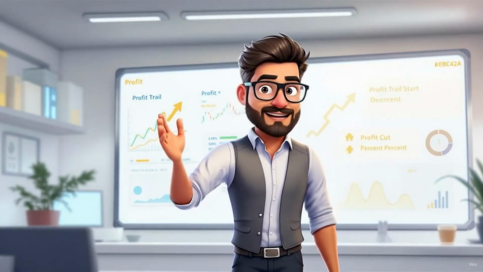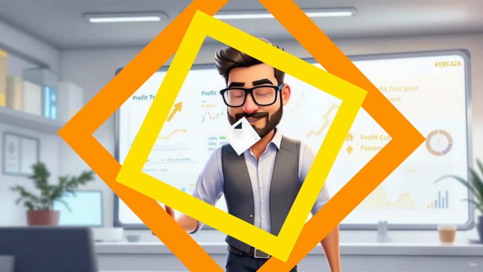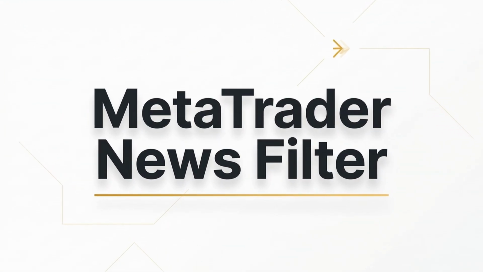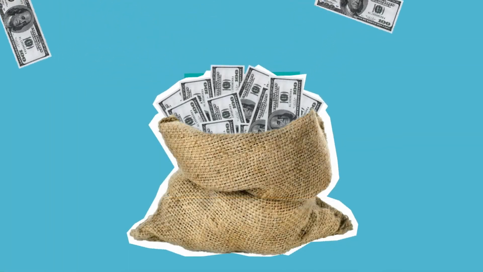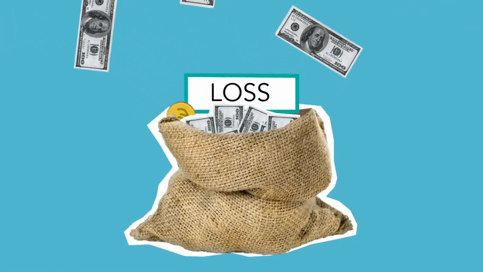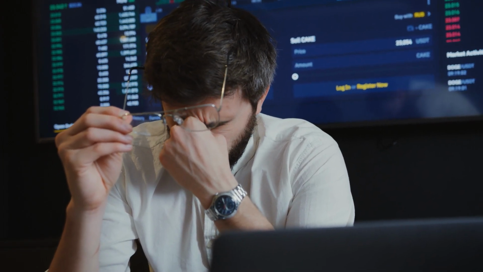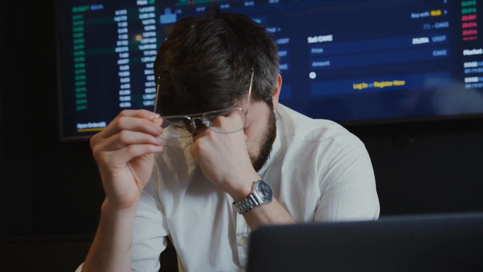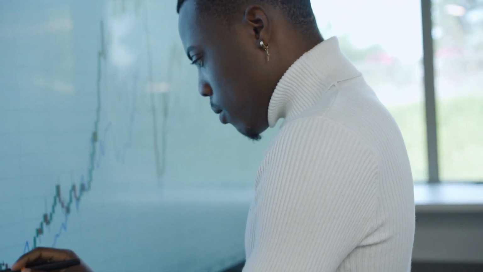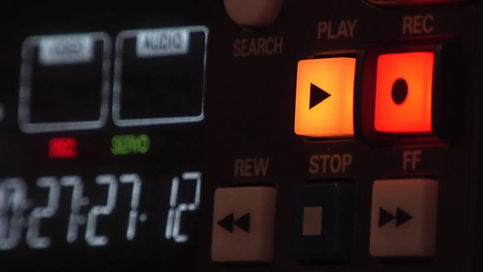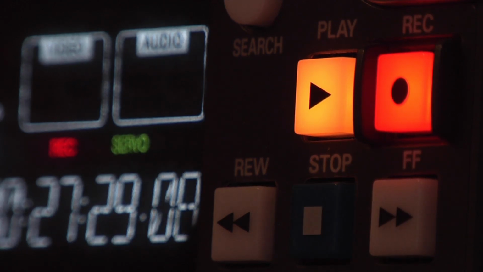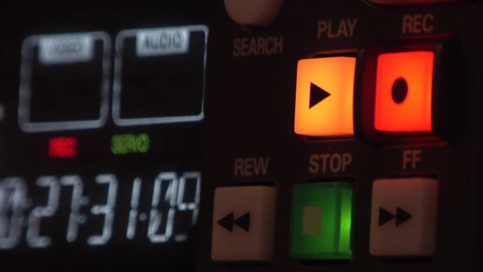In today's video, we are going to learn about a powerful software called MetaTrader News Filter. In the market, because of high-impact news, we often see heavy losses, especially when we are doing auto trading. We usually know when the news is coming, but stopping the EA manually every time is not practical. That is why we need a smart solution that can automatically stop the EA before the news comes. And this is exactly where MetaTrader News Filter helps us.